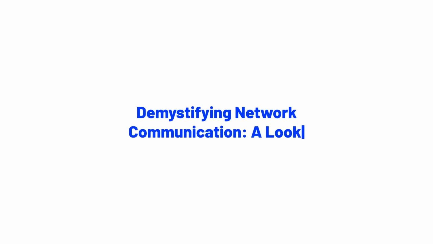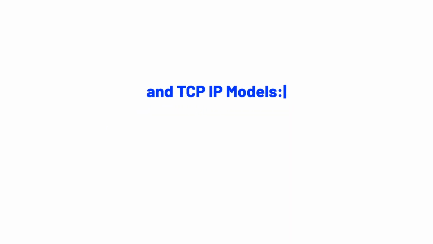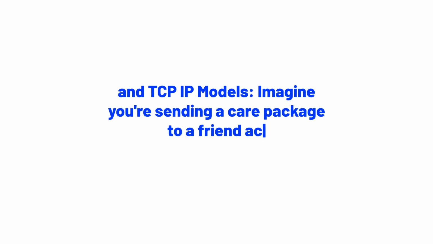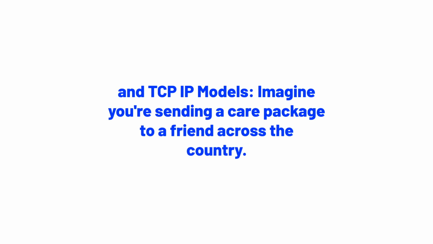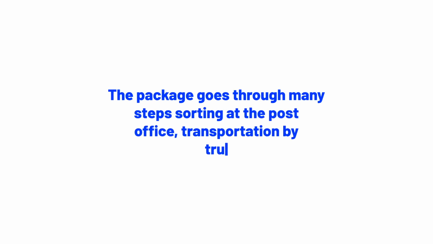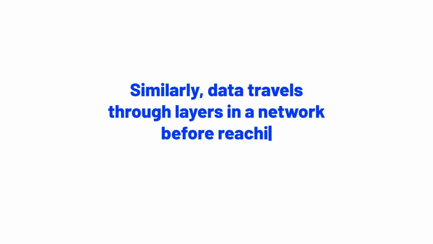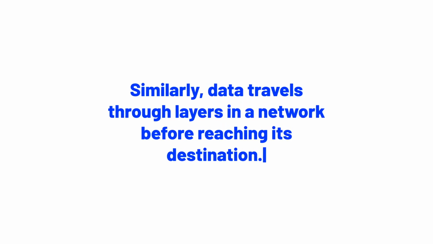Demystifying network communication, a look at OSI and TCP/IP models. Imagine you're sending a care package to a friend across the country. The package goes through many steps: sorting at the post office, transportation by truck and plane, and finally delivery. Similarly, data travels through layers in a network before reaching its destination.